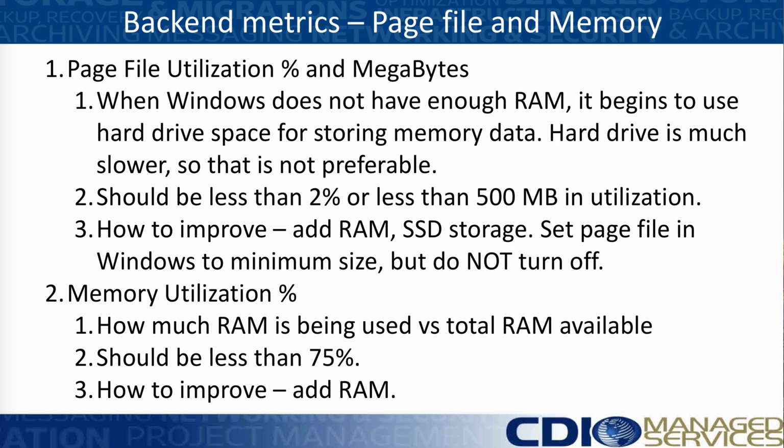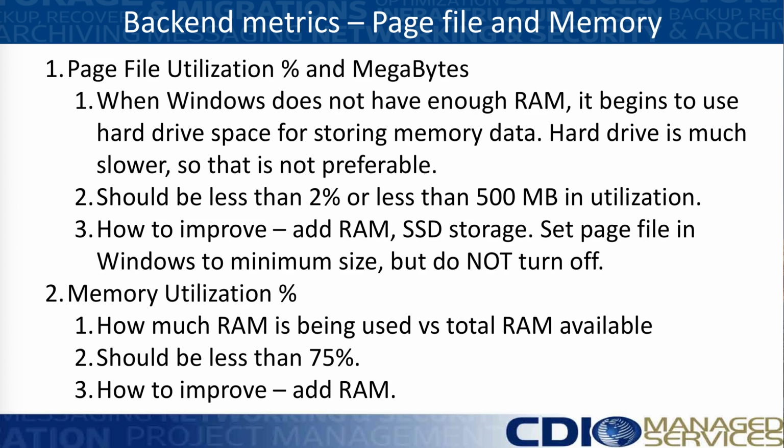So let's talk about back-end metrics. Page file utilization, percentages, and megabytes. When Windows does not have enough memory, does not have enough RAM, it starts to use hard drive space for storing memory data. Hard drive is much slower, so we don't want this to happen. Okay? So what should page file utilization be? It should be less than 2%, or less than 500 megabytes in utilization when you talk about Windows.